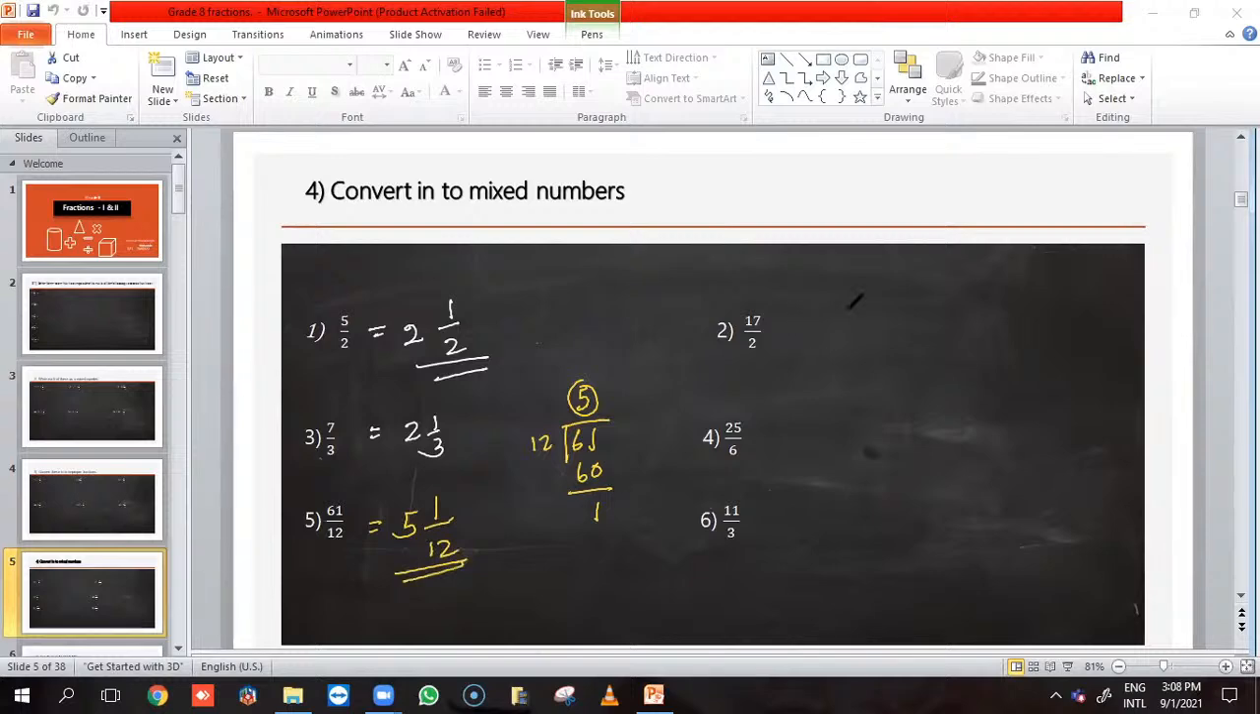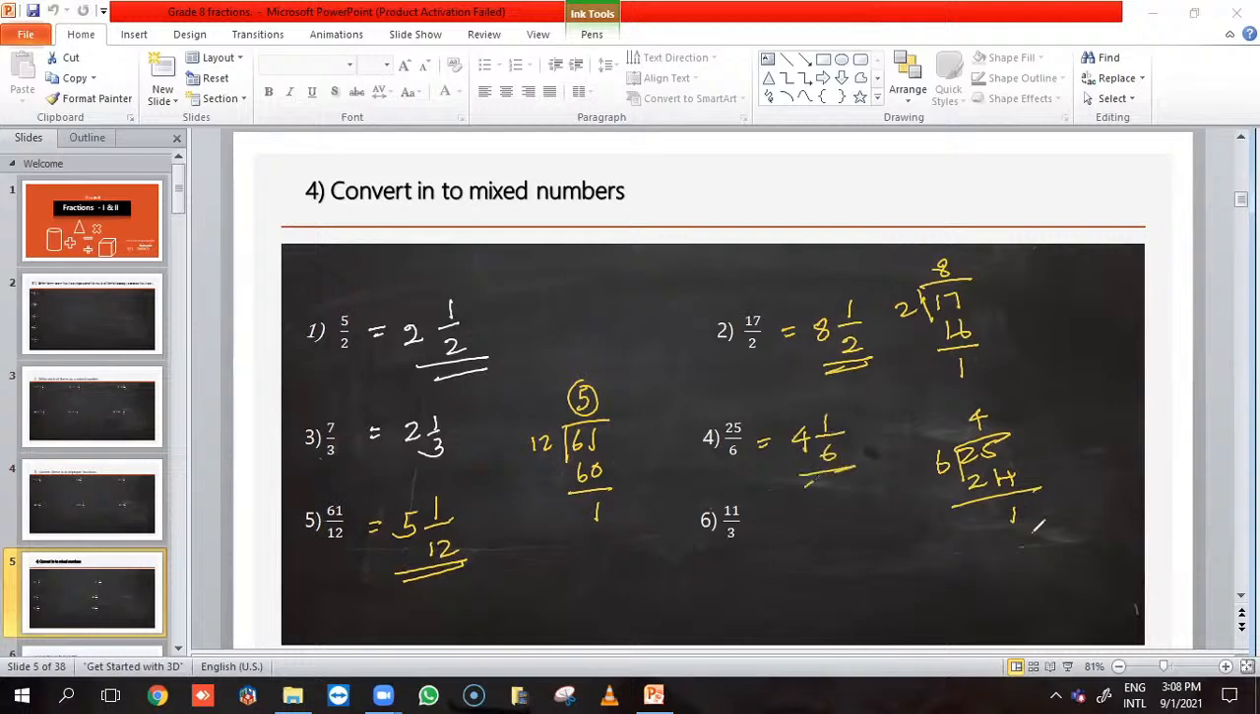We can write this also as 17 divided by 2. 17, how many 2s? 8 times 2, 16. 1 remains. So we can write the answer here: 8, 1 remain, 2. 25 divided by 6. 25, how many 6s? 4 times 6, 24. 1 remains. So the answer is 4, remainder 1, over 6. 11 divided by 3. 3 times 3, 9. 2 remain. So the answer is 3, remainder 2, over 3.